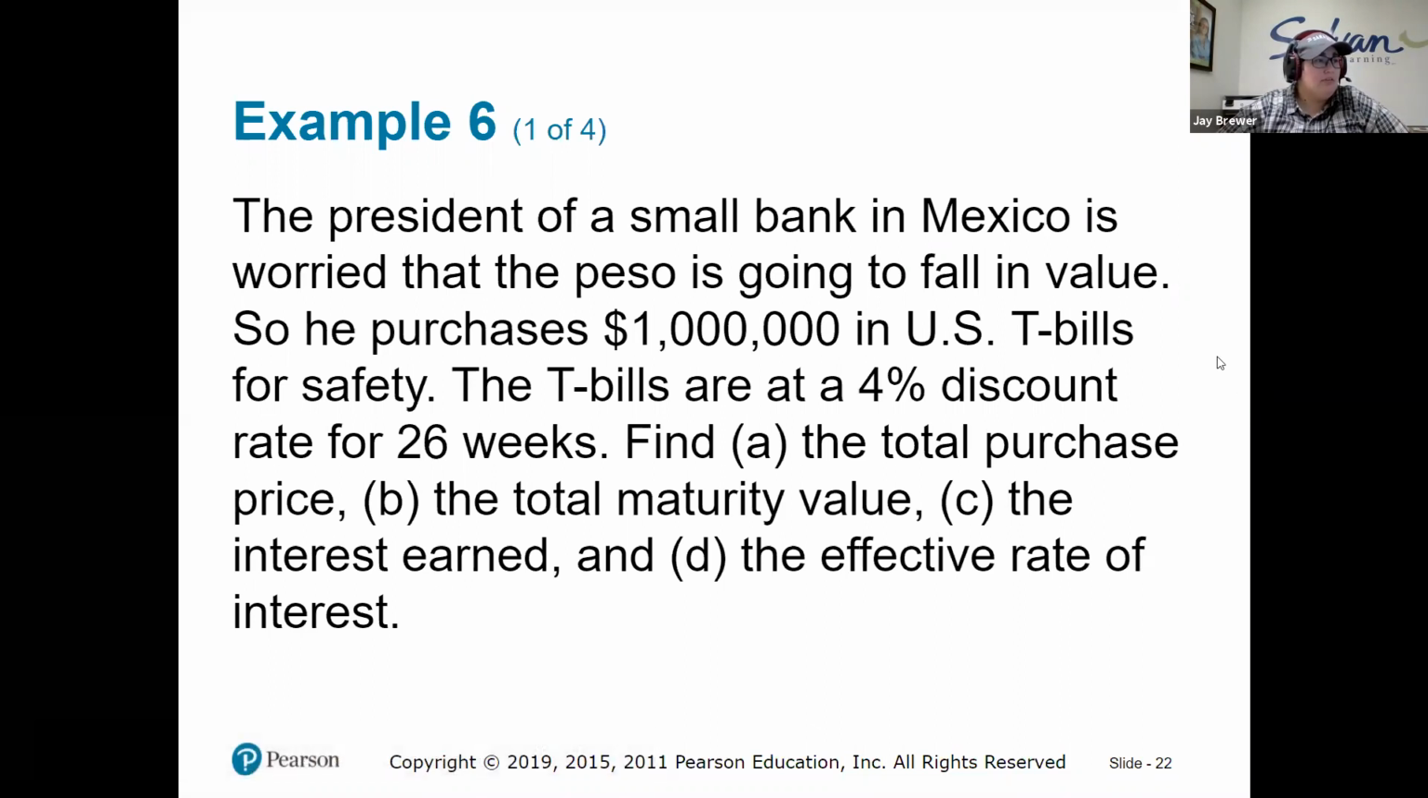The president of a small bank in Mexico is worried that the peso is going to fall in value, so he purchases $1 million in US T-bills for safety. The T-bills are at a 4% discount rate for 26 weeks. Find A, the total purchase price, B, the total maturity value, C, the interest earned, and D, the effective rate of the interest.